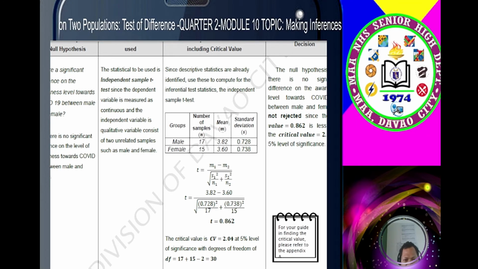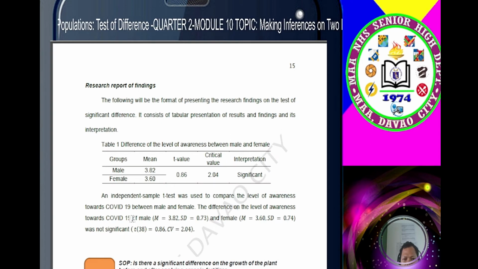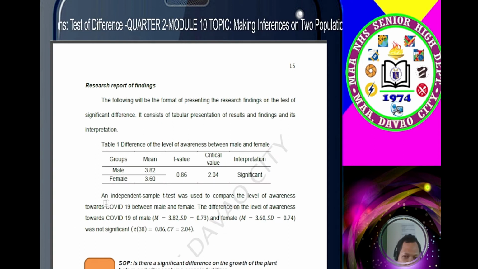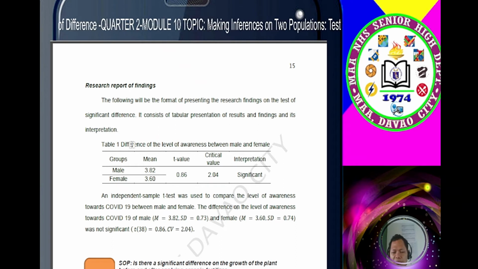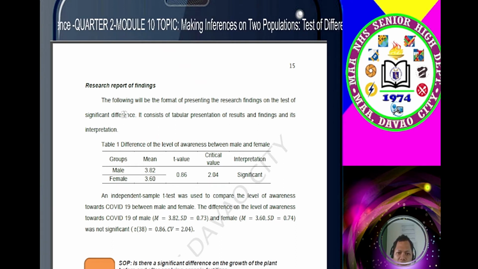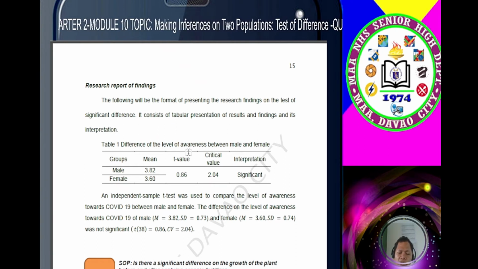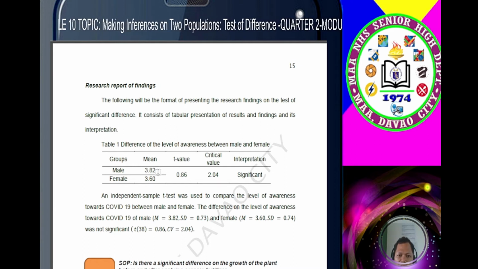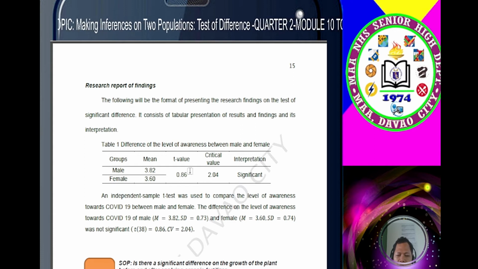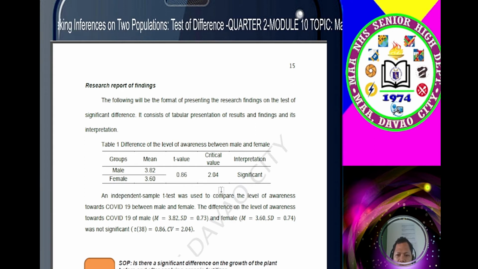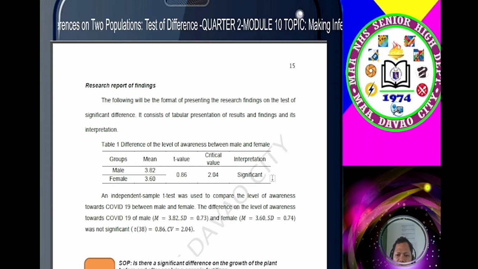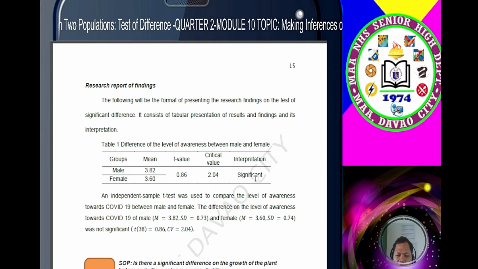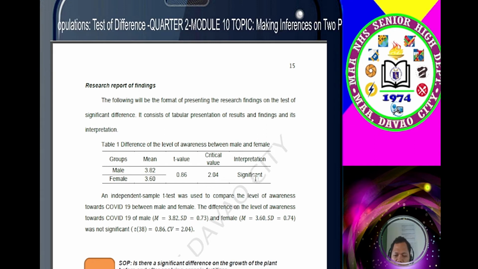Let's now have this example 2, the report. So how to report the findings. In your research paper, the following will be the format. This is a table for reporting your findings. You need to gather the mean, then the t-value, then the critical value, then the interpretation, if it's significant or not.